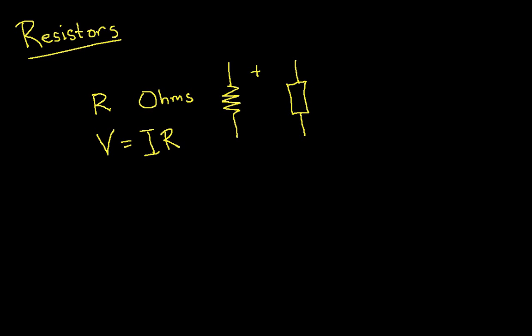So what this means, if I have a resistor and it's got some voltage across it, V, and it has some current through it, I, then the relationship between the voltage and the current is that the voltage is I times the resistance. We can manipulate this algebraically to also say that I is equal to V over R.